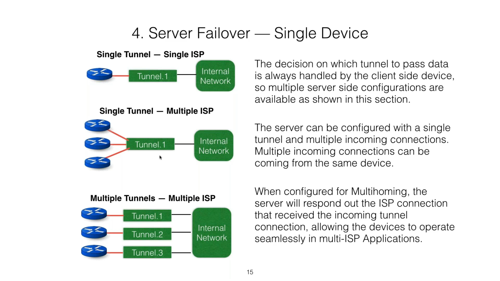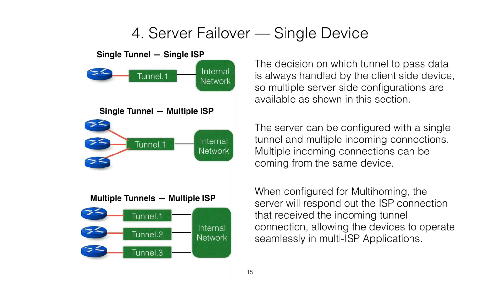We have multi-homing support, so if a tunnel comes in through ISP number 1, its return traffic will go out through ISP number 1. If a tunnel comes in through ISP number 3, return traffic will go out through ISP number 3. We can also set up our server where we have multiple tunnels and each tunnel is communicating with a different ISP.